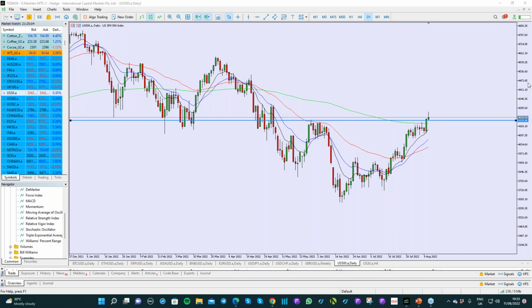So what I'm looking for is all of these moving averages to be aligned, by which I mean the shortest, the fastest moving average should be in an uptrend at the top, and the slowest should be at the bottom. Now, that's not entirely the case here, because you'll notice the green moving average, the slowest one, is actually still at the top.